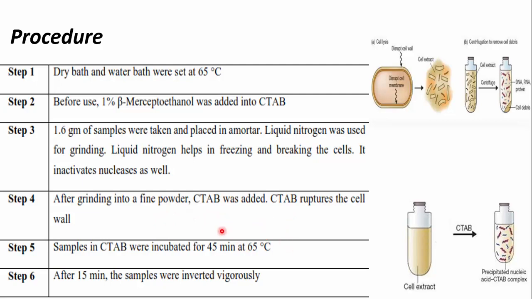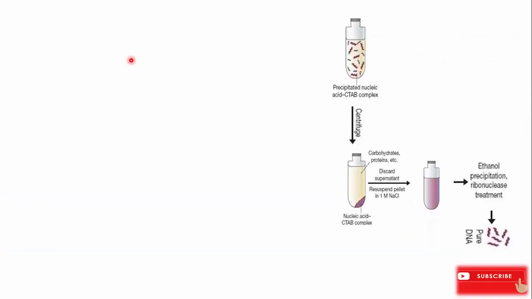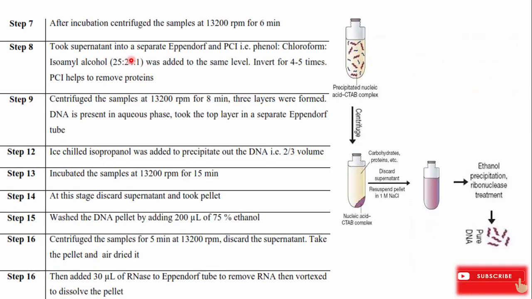Then we place our sample in a water bath at 65 degrees C. After 15 minutes the sample is inverted. After 45 minutes of incubation in the water bath, we remove our samples and centrifuge them at 13,200 rpm for 6 minutes.